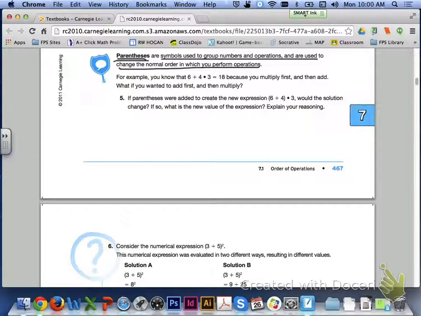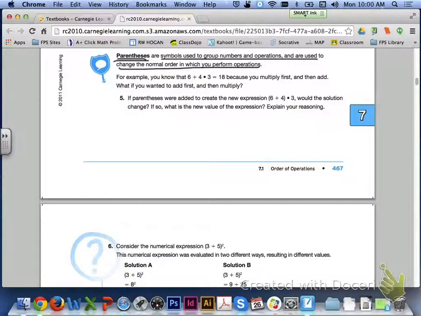At the bottom of page 467, it says, parentheses are symbols used to group numbers and operations and are used to change the normal order in which you perform operations. For example, you know that 6 plus 4 times 3 is equal to 18 because you multiply first and then add. What if you wanted to add first and then multiply?